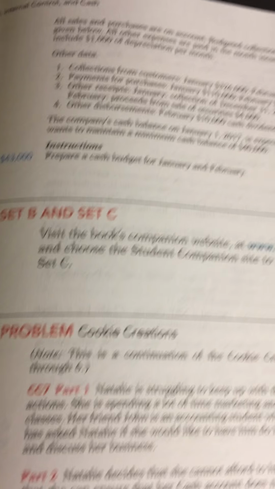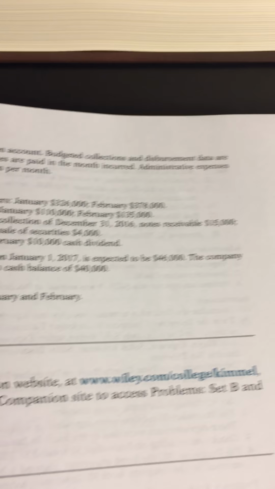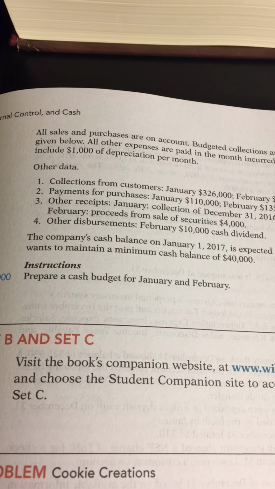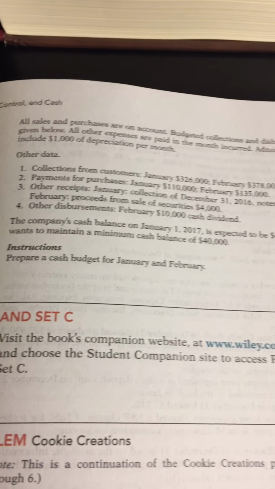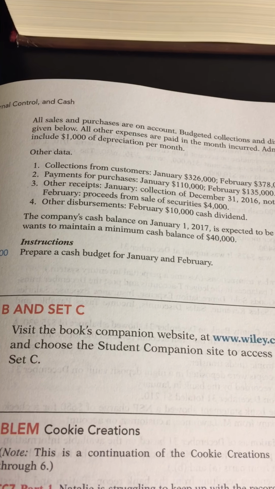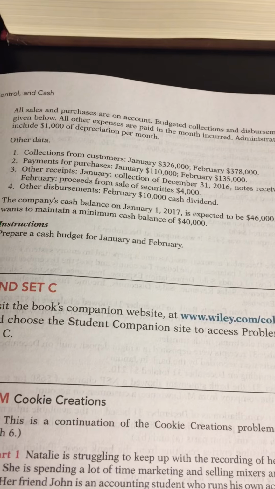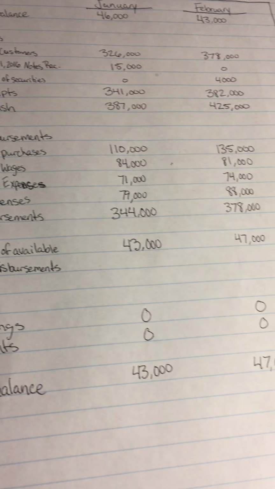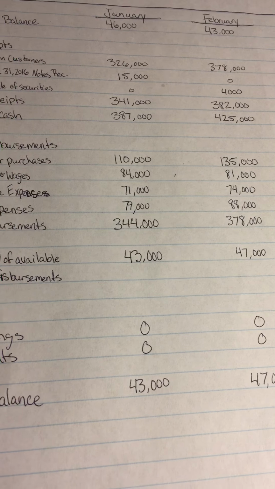But then if you look under this first paragraph, it shows that administrative expenses include $1,000 of depreciation per month. So pretty much you don't count depreciation because that's not cash that you have. So you just subtract that out of your administrative expenses. So instead of 72,000, you have 71,000. Same with instead of 75,000, you have 74,000 for February.